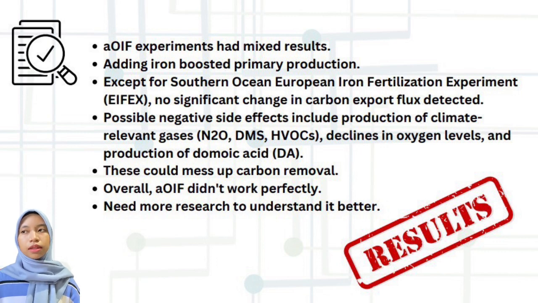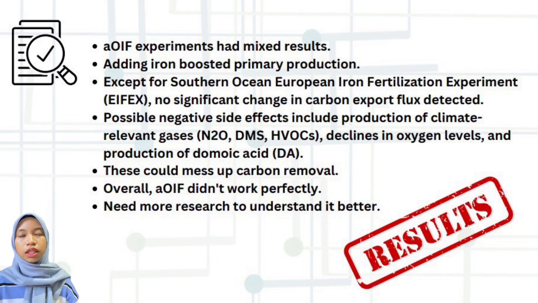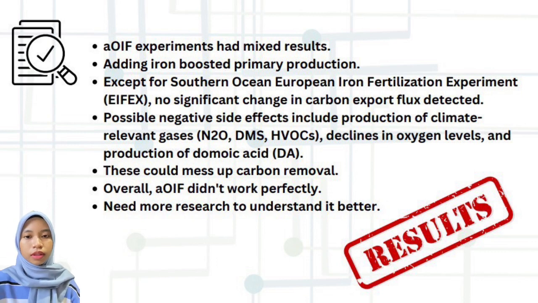It also discusses possible negative side effects of artificial OIF, such as the production of climate-relevant gases like N2O, DMS, and HVOCs, declines in oxygen inventory, and the production of domoic acid. These processes can directly and indirectly modify the effectiveness of carbon sequestration with either positive or negative effects. Therefore, the experiments have not been universally successful in achieving their main aim of removing carbon from the atmosphere and increasing carbon sequestration. The outcomes have been inconsistent and highly uncertain, and the potential negative environmental consequences remain largely unresolved.